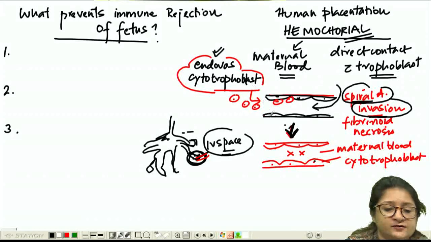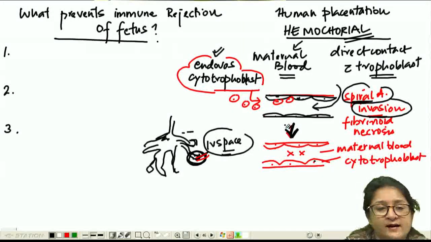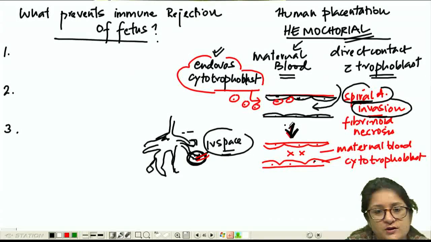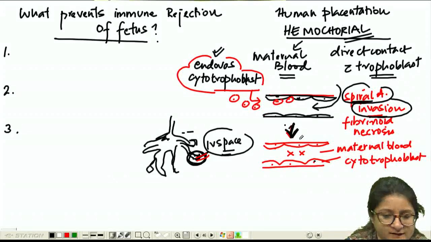Any factor which interferes with this invasion will interfere with the development of the placenta. So preeclampsia, IUGR, intrauterine growth retardation, they occur whenever this invasion is defective. So one concept we have cleared there.